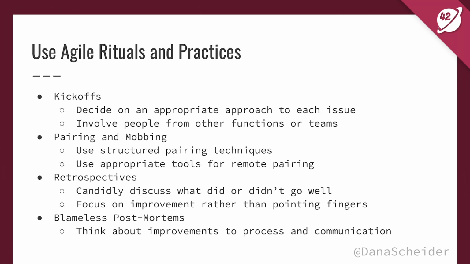Retrospectives where you candidly discuss what did or didn't go well in a particular sprint are really important, and where you're focused on improvement rather than pointing fingers. Culture of blame is not useful for improving quality, and that feeds into the next bullet point as well, which is blameless postmortems, where if something goes wrong, you want to think about improvements to process and communication, what actually was done wrong, not who did it.